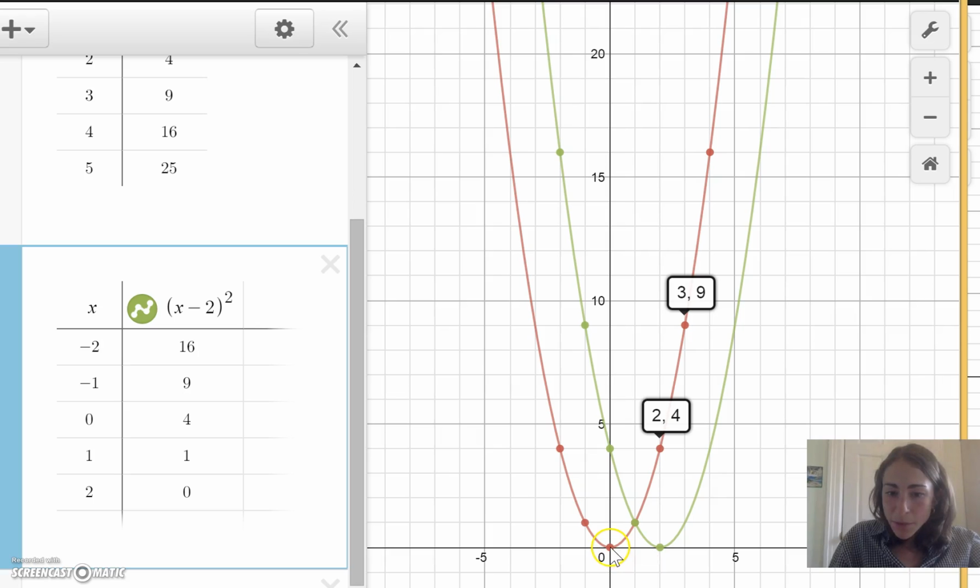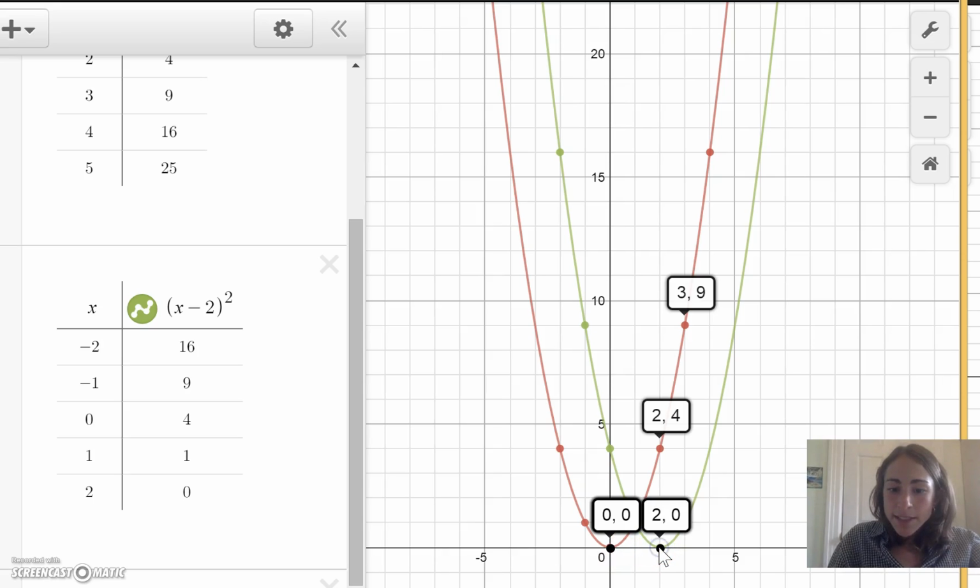We can see this from the focal point. If red has its focus at (0, 0), green has its focus 2 units to the right. So the x value changes by 2 units, and the y value stays the same. So this can get a little bit tricky. Let's look at another set of points.